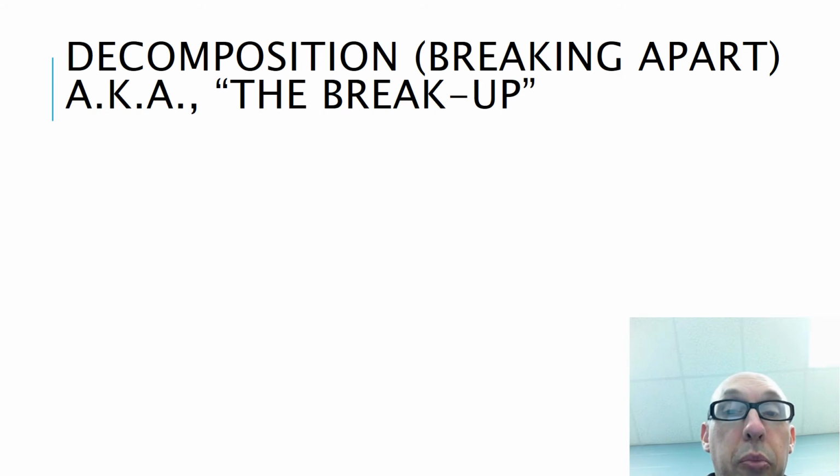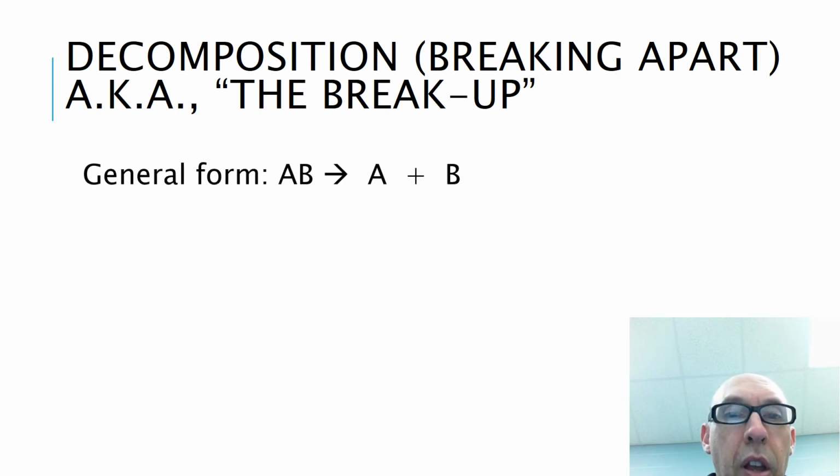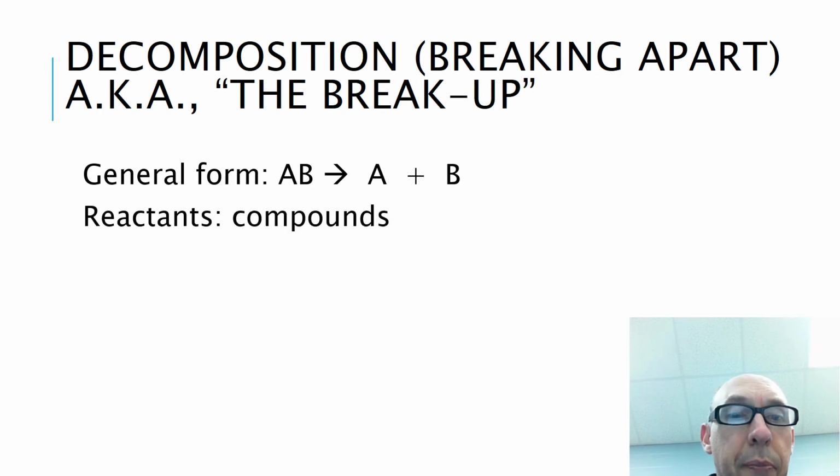Decomposition, or breaking apart of something, also known as the breakup. The general form now is AB, which is some compound breaking apart into simpler substances, which could be elements or compounds. But the reactants must be compounds. You have to have something that complicated to break apart into smaller things. But the A or the B in this case could be elements or compounds.